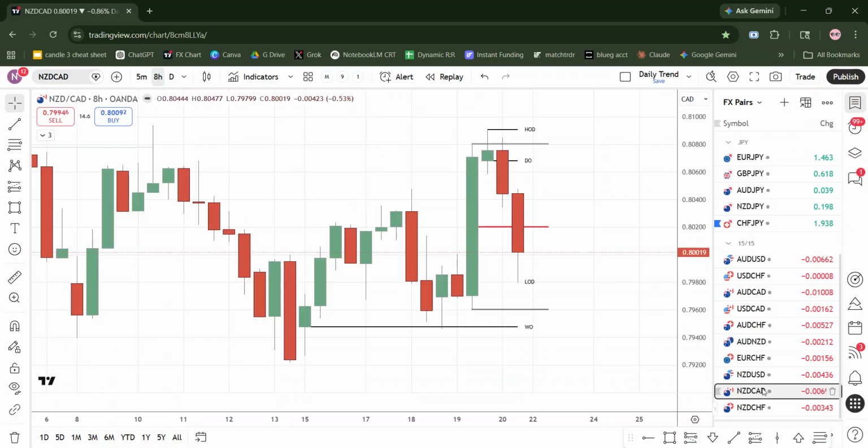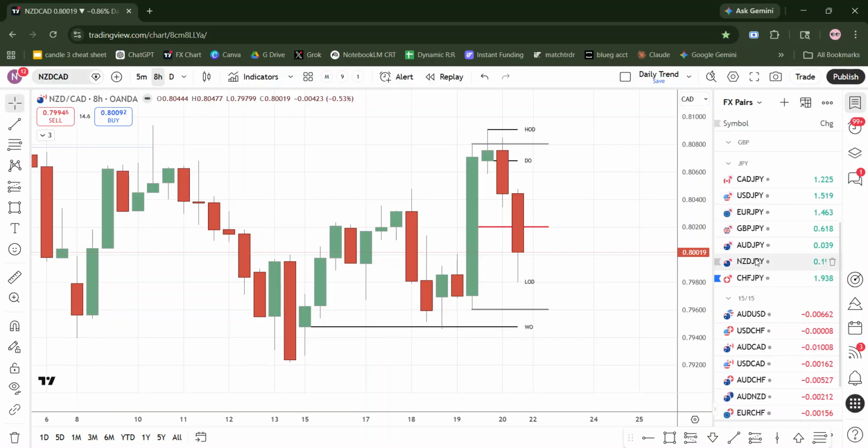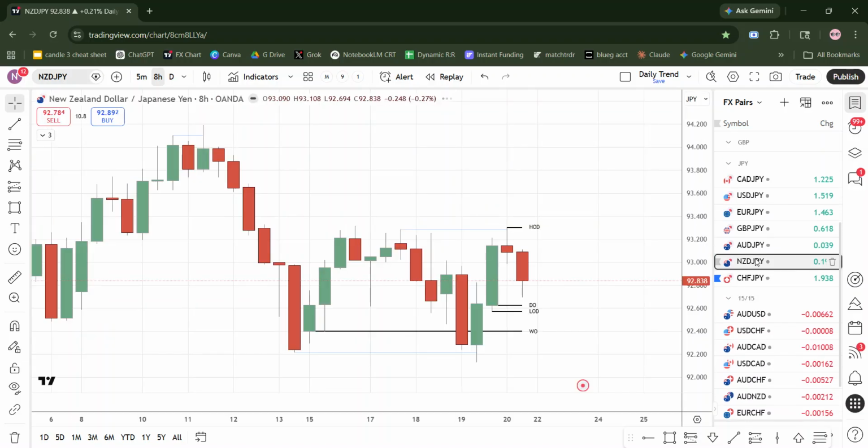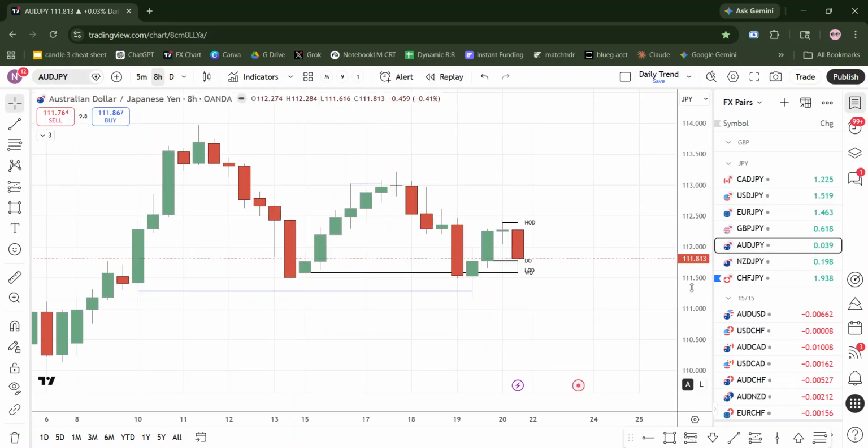New Zealand CAD. No, I know what I want to do. Yeah, let's do New Zealand. Okay, and I actually did a video about this on Friday, but same deal. Matter of fact, I'll do Aussie because I actually took this trade.